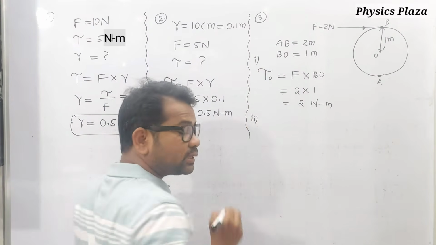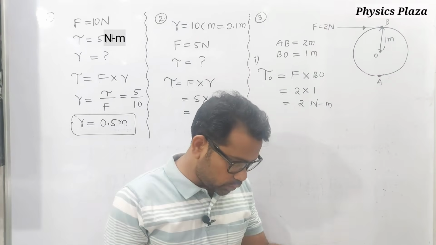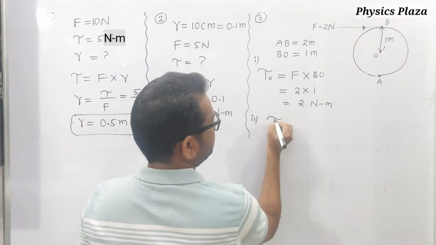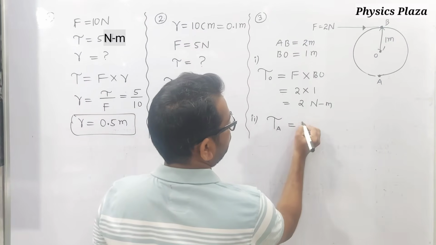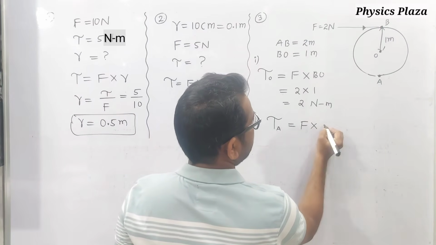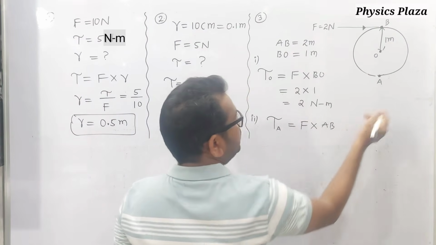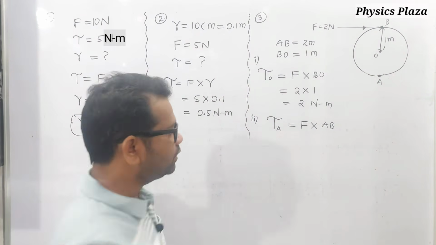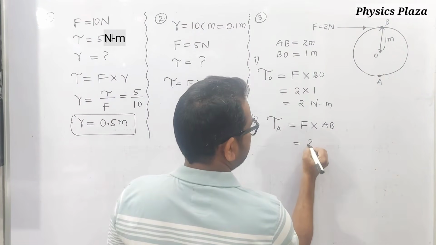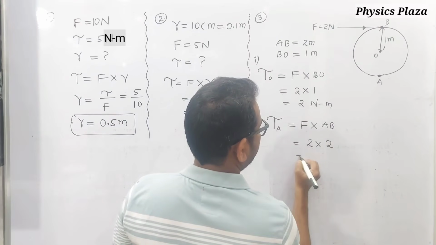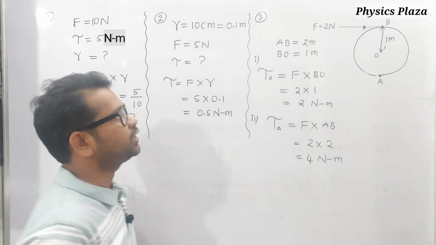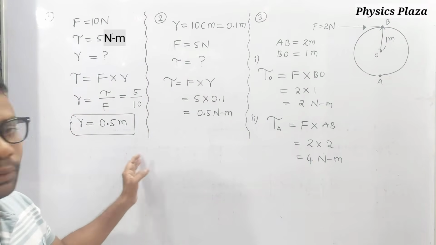Now the second part, they are asking us to calculate the moment of force, children, about the point A. So about the point A, the moment is equal to force into, we should take AB, because this is going to be the perpendicular distance. Hope it's clear, children? Fine. So this is 2 into 2. This is 4 Newton meter. 4 Newton meter. Okay, children, just copy it. We'll proceed.